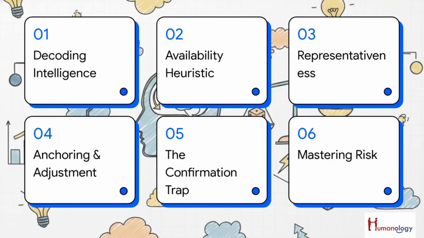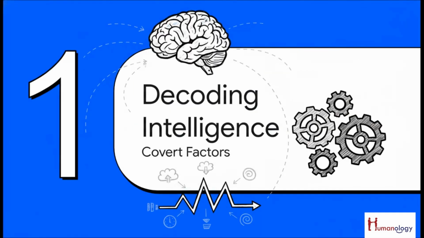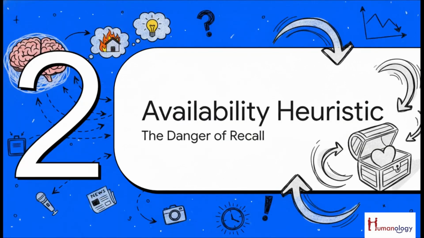All right, let's dive into the syllabus. Here's our roadmap for today's explainer. First, decoding behavioral intelligence. Then we'll break down 4 specific traps: the availability heuristic, the representativeness heuristic, anchoring and adjustment, and the confirmation trap. Finally, we'll wrap it all up with mastering individual risk. Section 1, Decoding Behavioral Intelligence and Uncovering the Covert Factors. Let's get into it. Moving to Section 2, the availability heuristic, or the danger of recall.